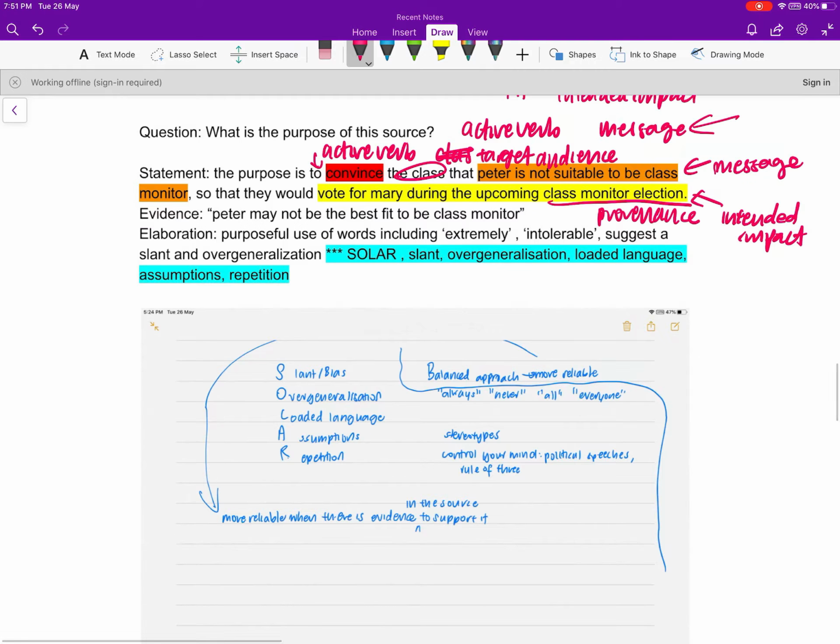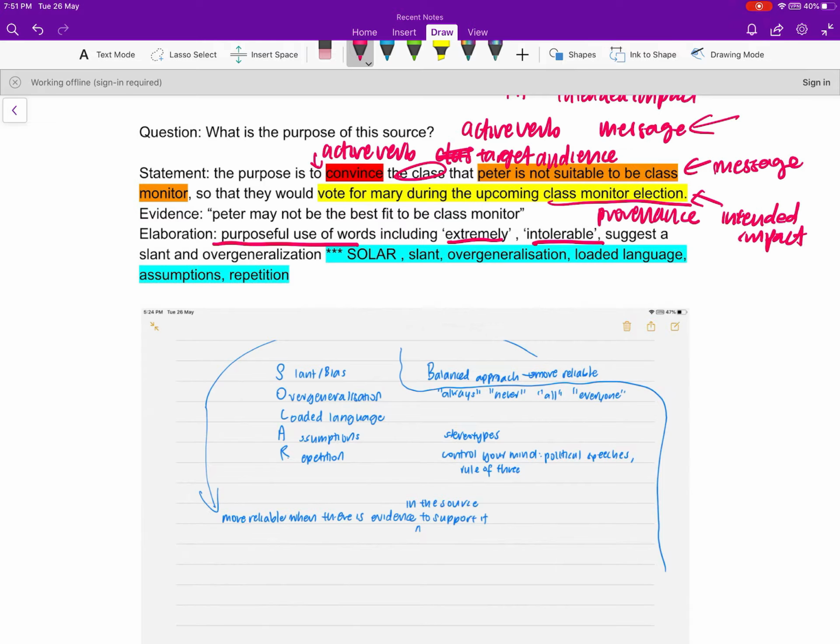Now the evidence is, you can quote anything. I just quoted one line, and the elaboration is, you can quote anything as long as you manage to back it up. And then my elaboration is purposeful use of words, including words that are on one end of the spectrum.